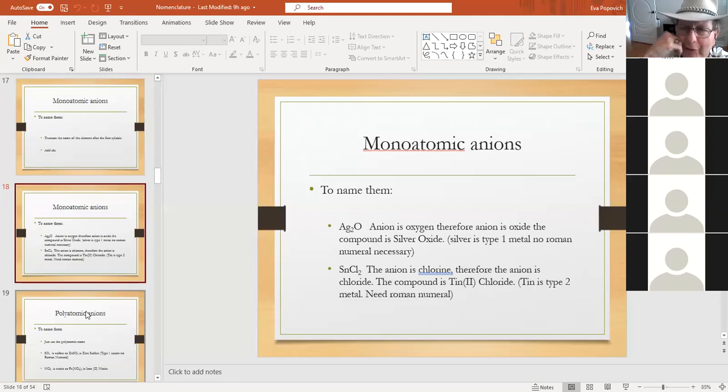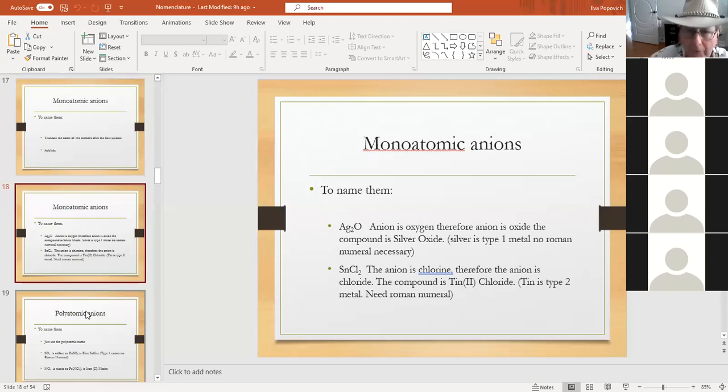Somebody needs to study their elements. Somebody help them. Ag is what? It's right on the slide. +1. What is Ag? It's silver. Thank you so much. It's on the slide. All right, so silver, but I don't need a Roman numeral because it's a type 1.